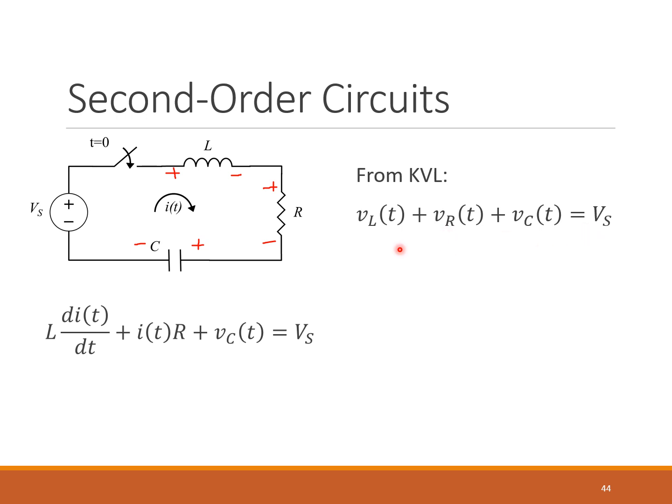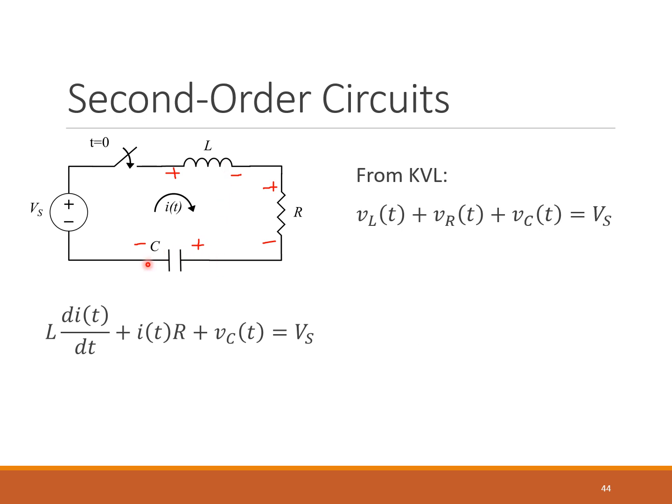From there, we can use our IV expressions. So we know our inductor voltage is equal to L di/dt. For the resistor, we can just use Ohm's law. The voltage is equal to I times R. And for our capacitor voltage, it's just our capacitor voltage Vc of t, and we set that equal to Vs. So notice all of these quantities are functions of t. We expect that after the switch has been closed a long time, we'll eventually reach DC steady state. Our inductor will act like a short, our capacitor will act like an open.